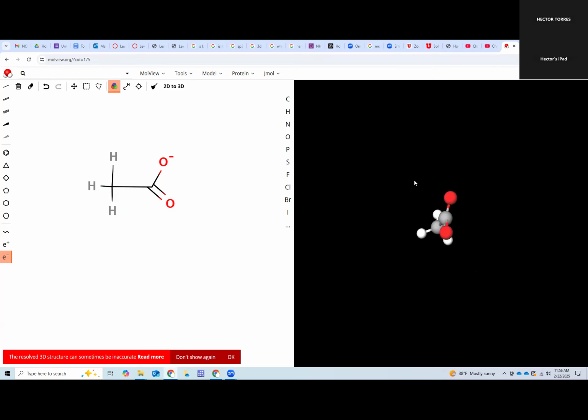Looking at this, we can see that on this carbon with the oxygens, it is very planar. The oxygens and the other carbon are always on the same plane. Whereas on this one, we can see that it would have the geometry of tetrahedral if we had looked at that one. So you can spin this around, look at it from different angles, and that's going to be it for our acetate ion.